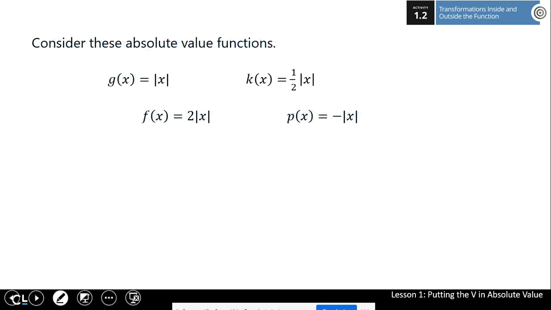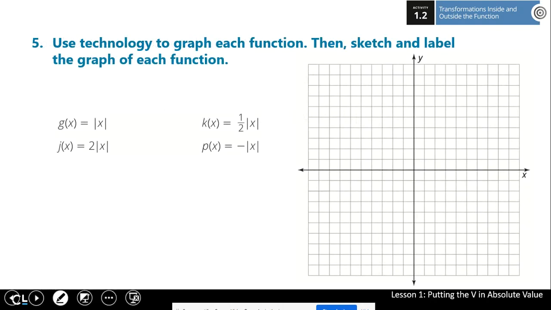So now we're going to consider the absolute value functions. g of x equals the absolute value of x. k of x equals 1/2 absolute value of x, sorry. f of x equals 2 absolute value of x. And p of x equals negative absolute value of x. I hope I said all this right. So we're going to use technology to graph these, and I used Desmos earlier.